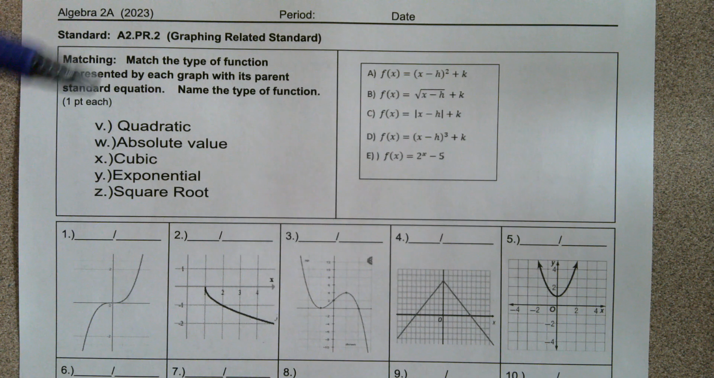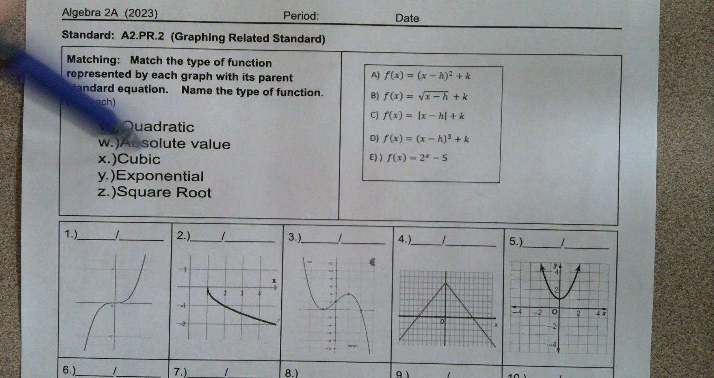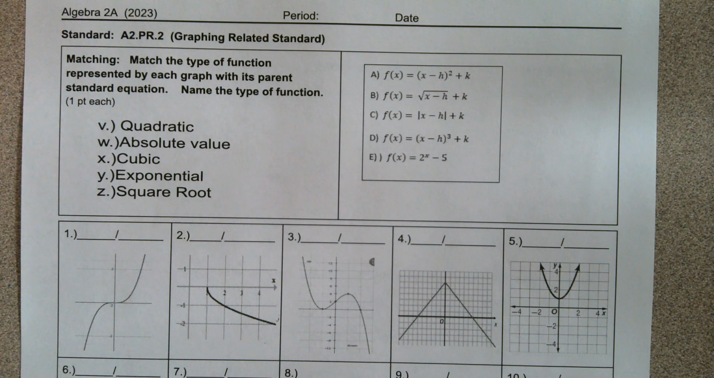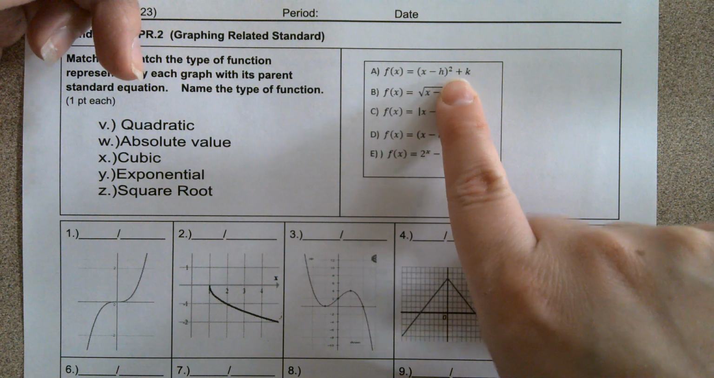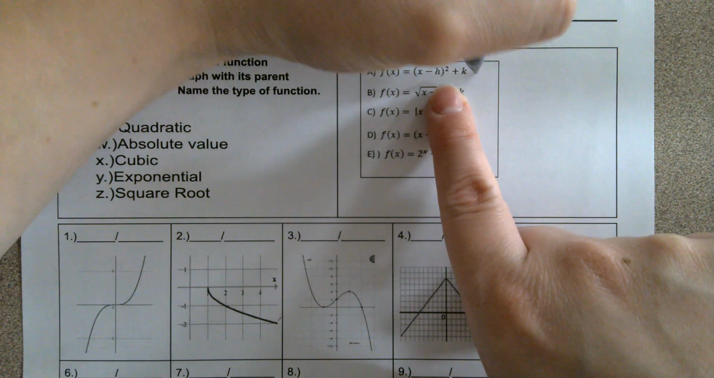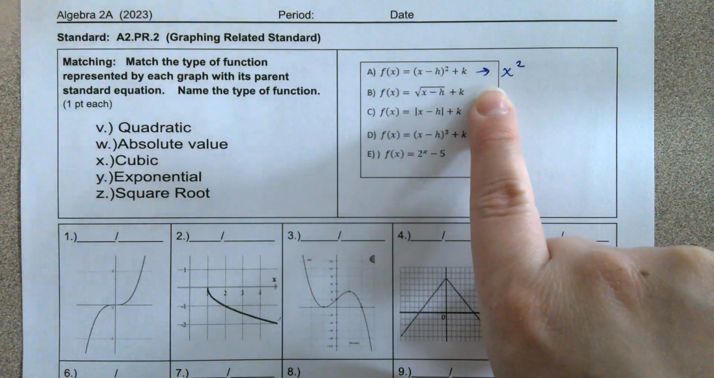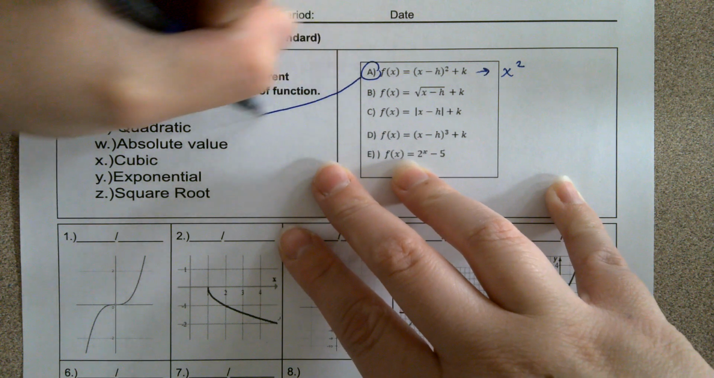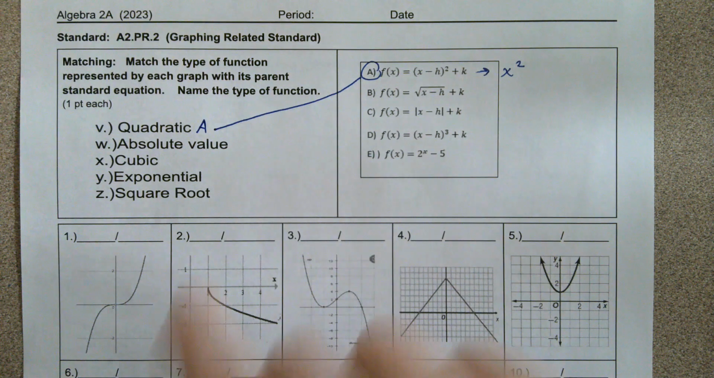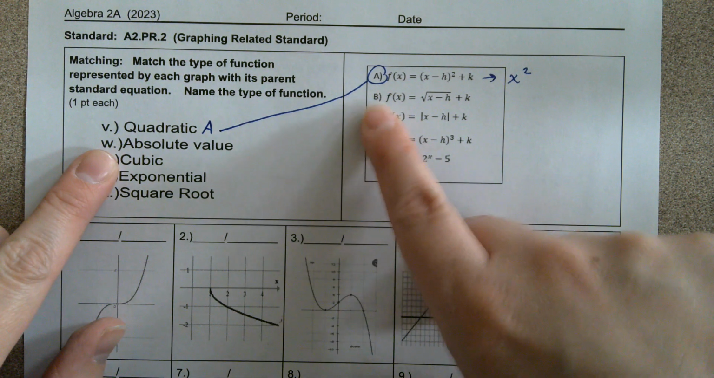So one little shortcut you could do is match up the names and equations first. That way you already know which pairs go together. So I'm going to do that actually. So this first equation, we have that squared here. This is like x squared. For the parent graph, that's our quadratic function. So that goes with V. So A and V go together.